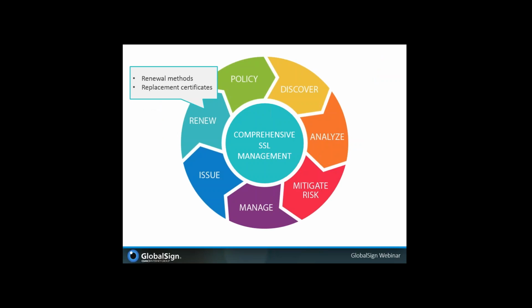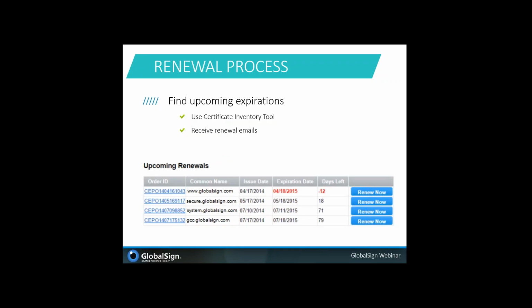And the next step is renewal. So you've managed your certificates, you've issued them. Now time is coming to renew, and we have some different options for that. You can find upcoming expirations using the certificate inventory tool, as we saw earlier, some nice graphs and charts there. If you received the certificates from GlobalSign, you'll receive renewal emails on a regular basis letting you know that certificates are going to expire. And within GCC, you'll see upcoming renewals prominently within the MSSL screen, and you can initiate renewal right from there by hitting Renew Now, and it'll take you right through the process of being able to renew that certificate.